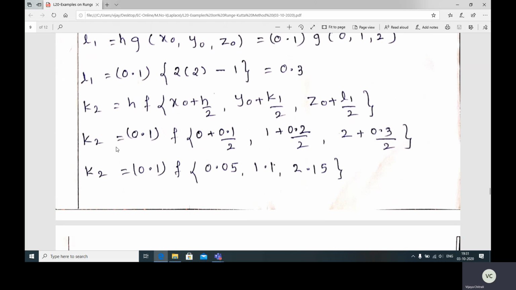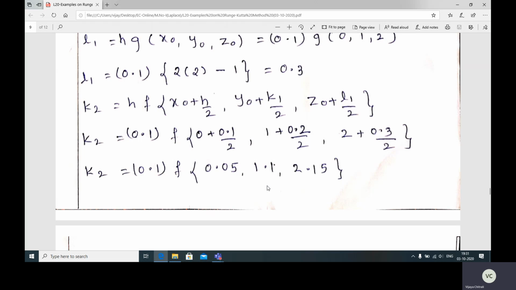Now calculate K2. K2 is h into f of x naught plus h by 2, y naught plus k1 by 2, z naught plus L1 by 2. X naught is 0, h is 0.1, y naught is 1, k1 is 0.2, z naught is 2, L1 is 0.3. So x naught plus h by 2 is 0 plus 0.1 divided by 2, so that is 0.05. Y naught plus k1 by 2 is 1 plus 0.2 divided by 2, so this is 1.1. Z naught plus L1 by 2 is 2 plus 0.3 divided by 2, so this is 2.15.